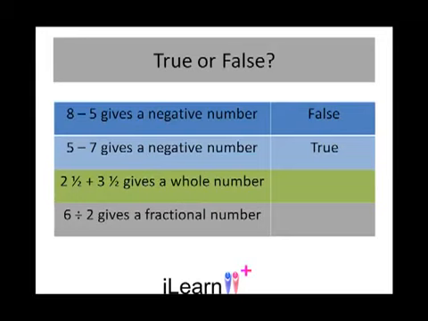2.5 add 3.5 gives a whole number. 2.5 add 3.5 equals 6. 6 is a whole number, so that's true.